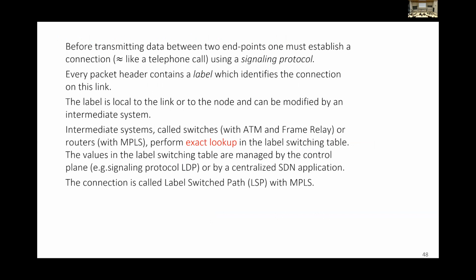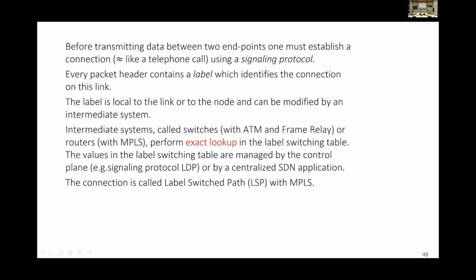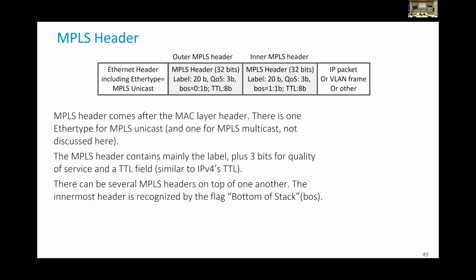A major difference with IP is also that the table lookup is exact. Here, there is no longest prefix match or something like this. When something with label 2 comes here, you need to go exactly to the unique entry that has label 2, hoping that there is one. If there is not, it's a failure. The label switch path was not created here. So that's also a very different difference compared to IP.